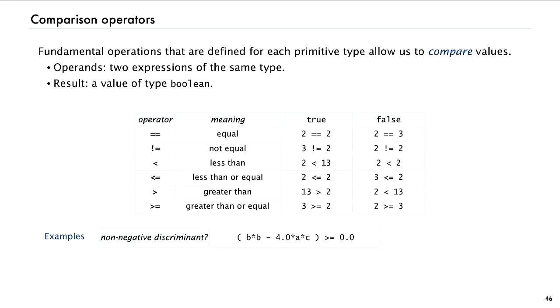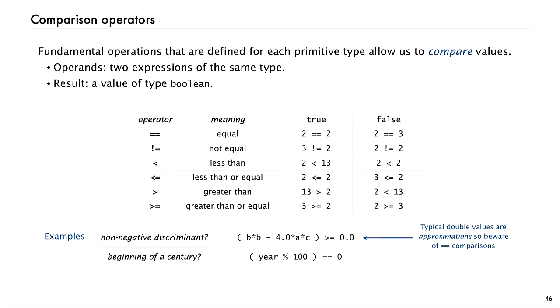This is an example of when you might want to use these types of operations in a program. Maybe you want to test in the program, for the quadratic equation, whether the discriminant is positive. So you might want to know, is b squared minus 4ac positive or non-negative or not? So you just say, is it greater than or equal to 0? Now you have to be a little careful because double values are approximations, but something like that's probably going to be all right.